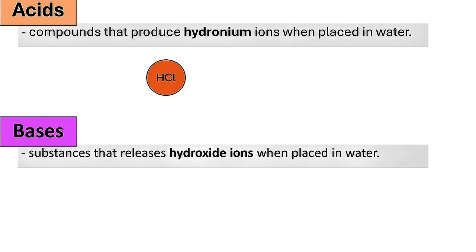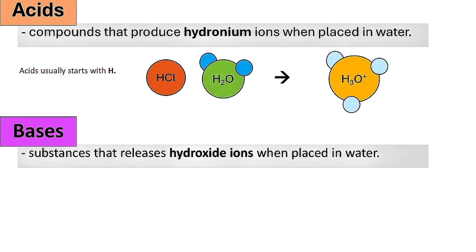Now, acids produce hydronium ions when placed in water. So if you have HCl, a pure HCl substance mixed with water, it becomes an acid because it produces H3O plus, which we call hydronium. Acids usually start with H, but not all of them. Keep that in mind, there are exceptions, but right now let's just focus on those acids that start with H. One of them is HCl, which creates a hydronium once dissolved in water.